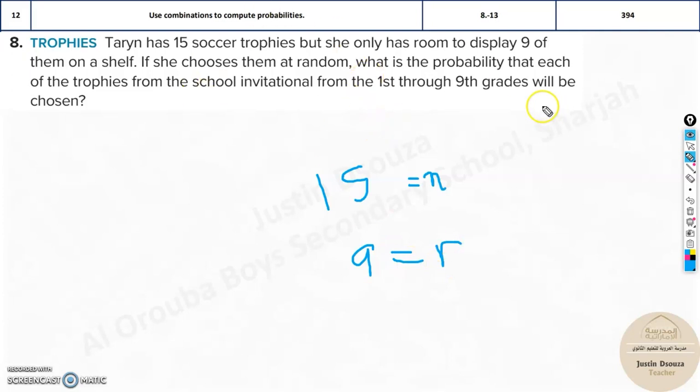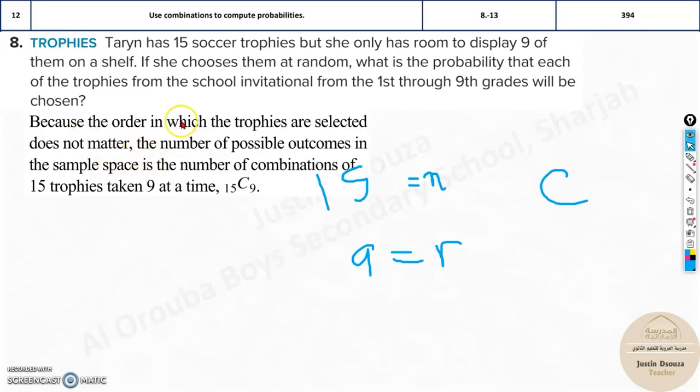Okay, 15 and 9. Now, what more do we know? We know there is no order, right? They have just told first to ninth grade. Have they mentioned the first grade must be first, second grade second, something like that? No, the order is not mentioned, so it is C. Because the order does not matter, this is a combination problem. When we have a combination, it's nCr. So it is 15C9.